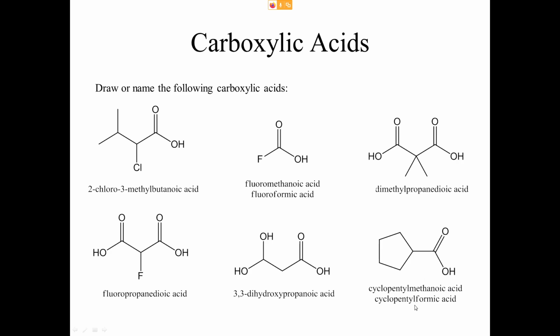The common name for methanoic acid is formic acid. That's why it says this here. But I want you to know this one. Okay, so cyclopentyl methanoic acid. Why are there no numbers here? How do I know where to put it? It's automatically on number 1. Yeah, because there's only 1 carbon to put it on, right? The methanoic acid only has 1 place to put it. So I don't need to say 1 here.